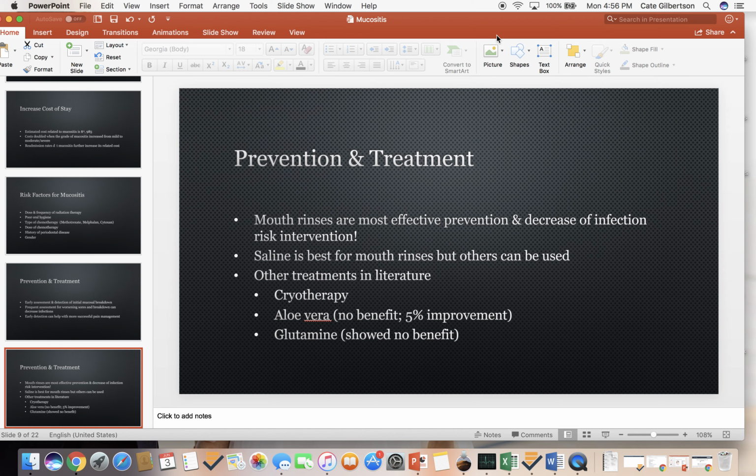The literature shows that saline is the best for mouth rinses, but others can be used. There's other things that can be used, such as Biotene or Paradex. Those are just fine too. Some patients have a preference on the rinse that they use, and that's fine.